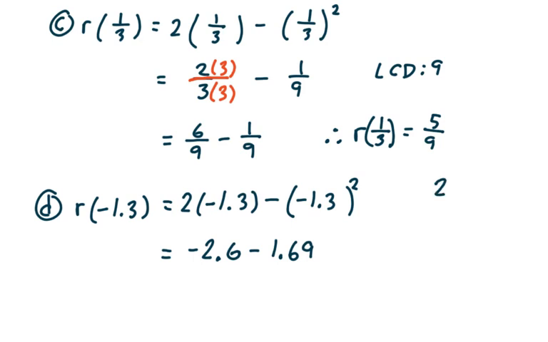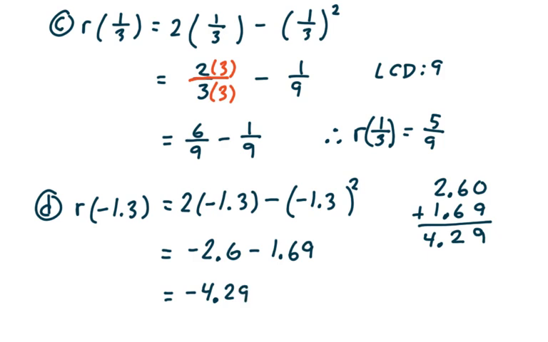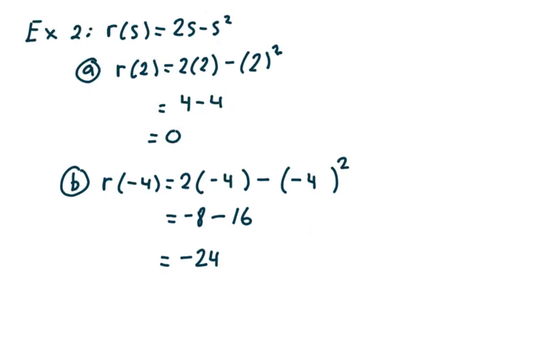So I'm very old school. I'm going to take 2.60 and add up 1.69. And when I add those, I should come up with 4.29. So I think about it like money. Since they're both negative, I lost that much money. And so therefore, r of negative 1.3 is negative 4.29. And this is example 2. So if you look, we did the 4 parts.